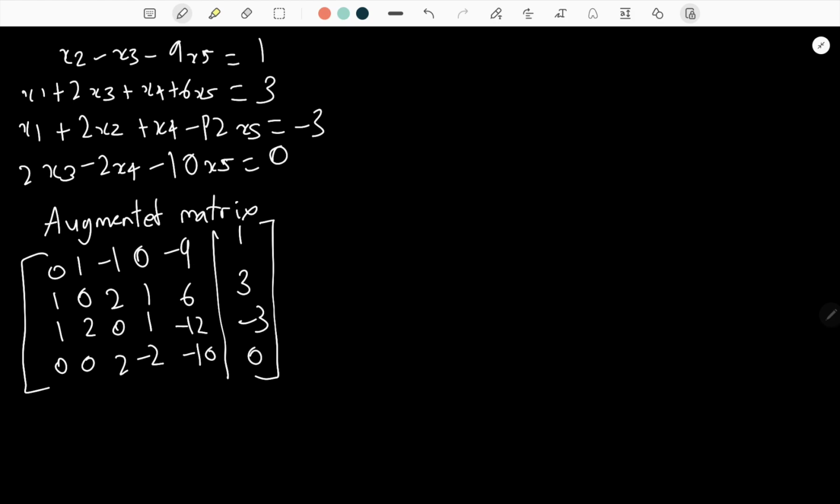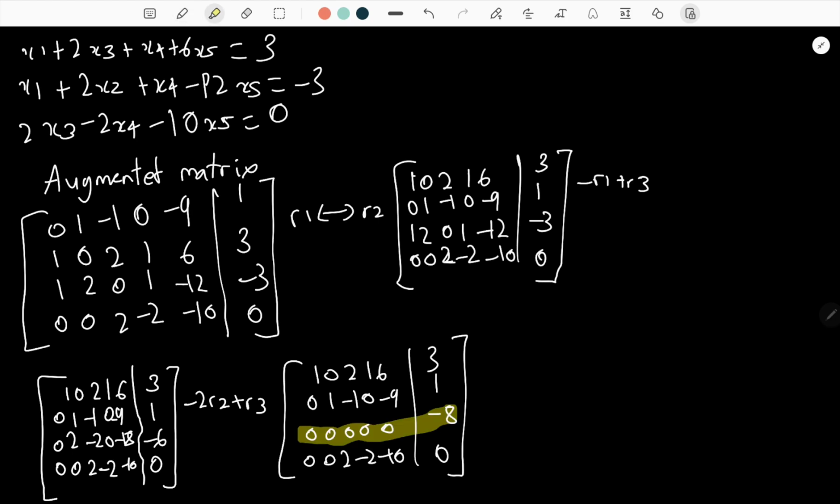Now you have to get the Rref, so just start doing that. If you did Rref, the first step is to switch these first two rows, which is R1 switching with R2, to bring this 1 up here.